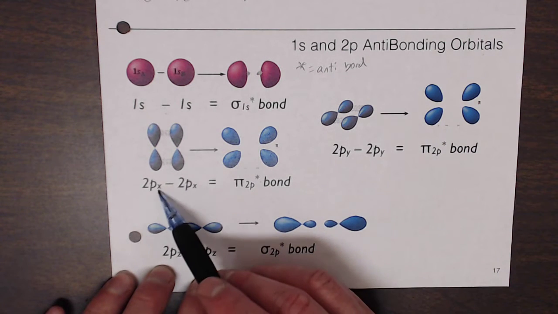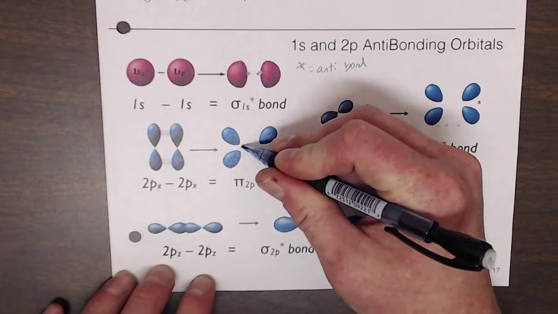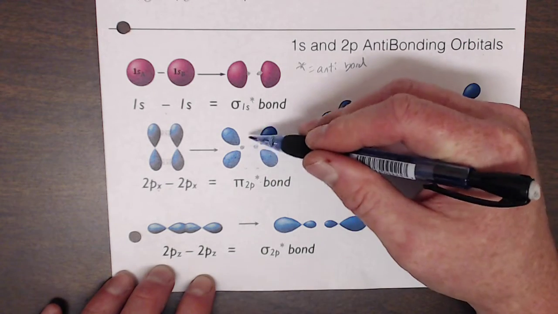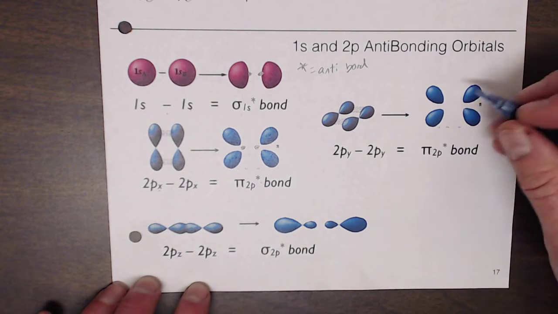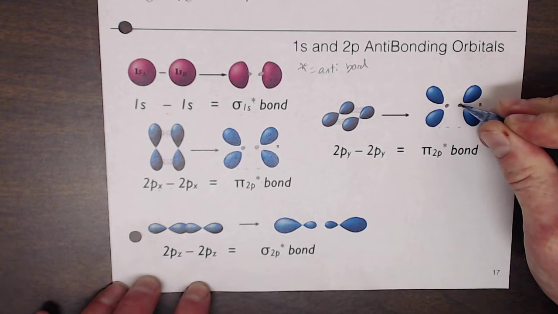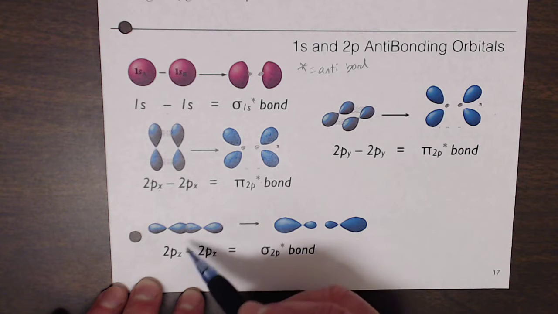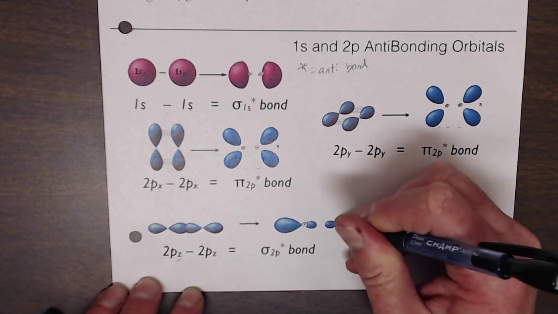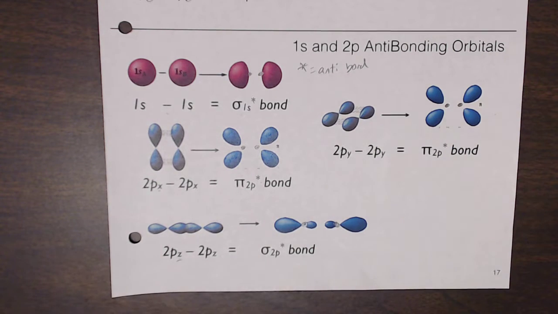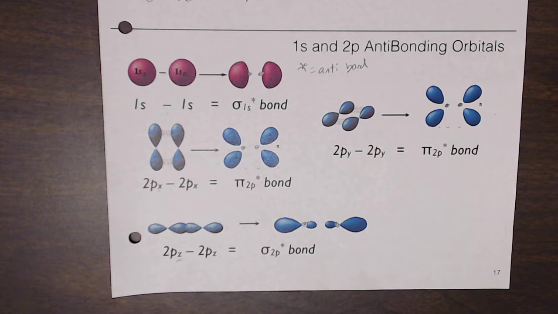And similarly, if I have a 2px minus a 2px, I get this shape where my two nuclei would be here. No electron density between the two nuclei. And 2py minus 2py would give me the same thing. And then my 2pz minus my 2pz, because remember, z is my internuclear axis. This would also result in no electron density between those two nuclei, which would describe, like I said, a non-existent molecule. There's no electrons holding these two nuclei together.